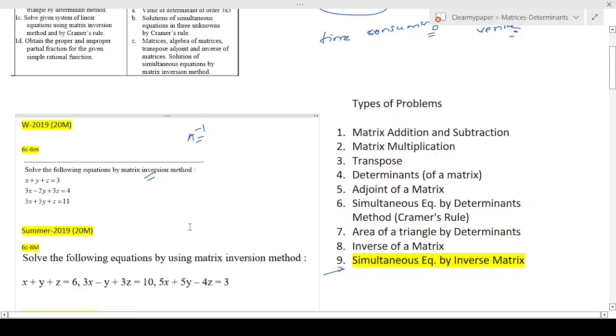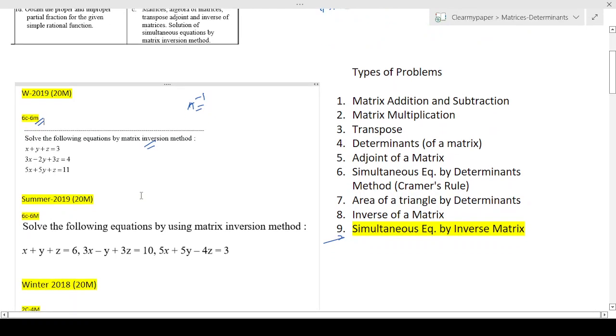Before the MCQ pattern, the beauty of these questions is that they will always come for 6 marks because of the length and the intricacies involved. It will always be in question number 6C, and it will always be written in the question itself: solve by matrix inversion method. You'll have 3 equations and 3 unknowns, and they'll ask you to solve it by the matrix inversion method.